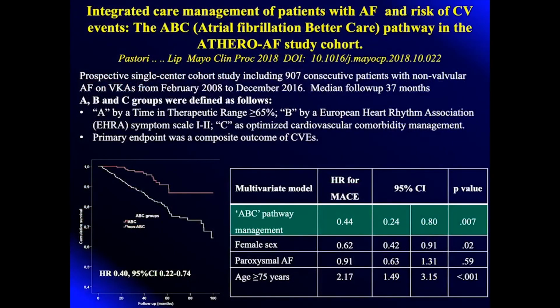This has been studied in a number of observational cohorts, and in the interest of time I will highlight the Atro-AF study cohort. This was an Italian cohort published in 2018 by my colleague Daniele Pastori in the Mayo Clinic Proceedings. This was a prospective single-center cohort study with under 1,000 consecutive patients with atrial fibrillation. And the ABC compliant patients compared to the non-ABC compliant patients were associated with a significant reduction in the composite cardiovascular outcome.